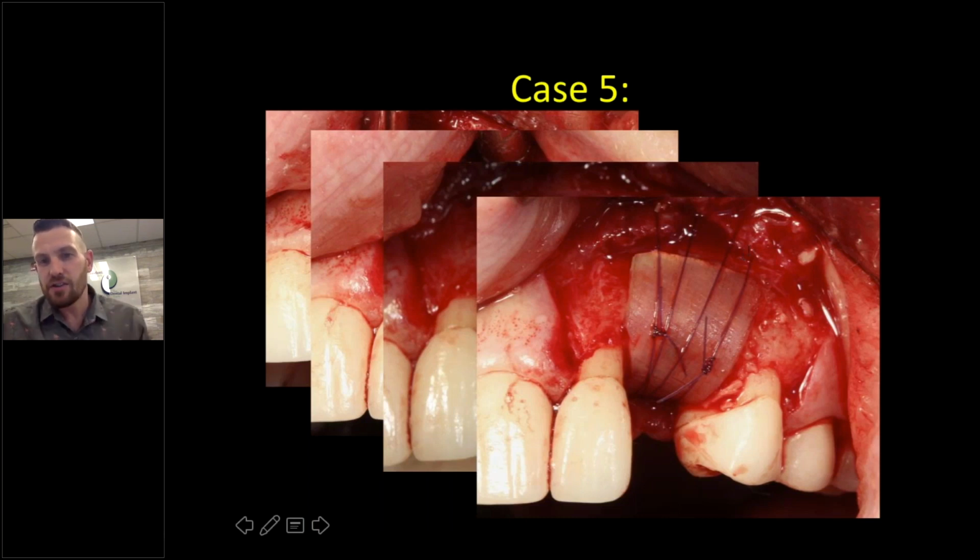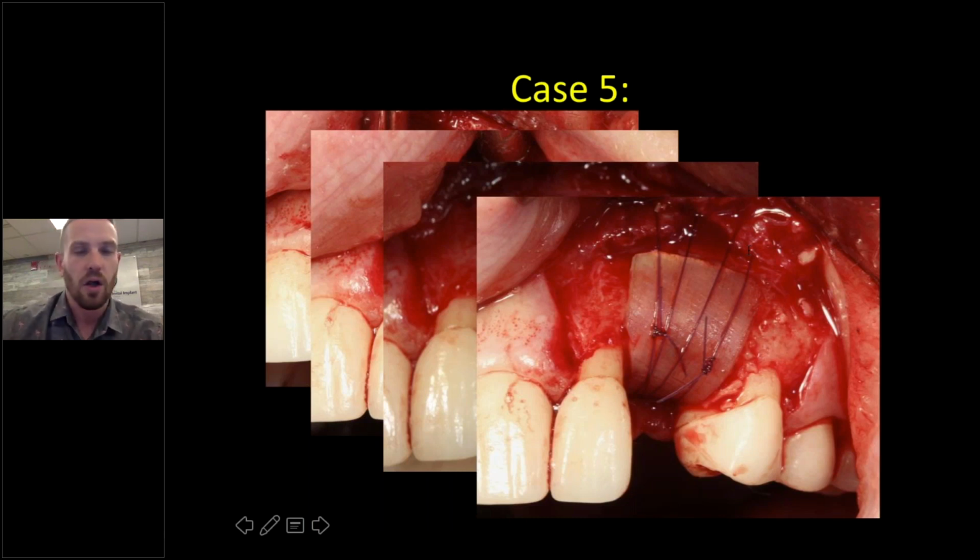Next question by Scott. All the cases you showed had tension-free primary closure. That's actually not true. The third case, I believe, where I just had the implant placed in the buccal bone plate loss, there was not primary closure on that. There are actually quite a few cases that I have left open. Really, it just depends on the patient, the wound type, and how much regeneration I'm planning to do.